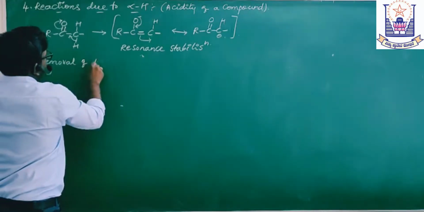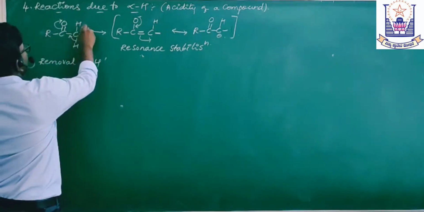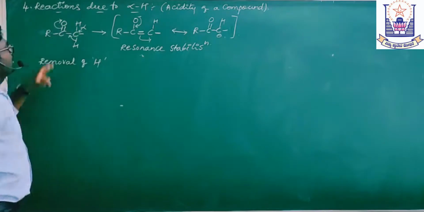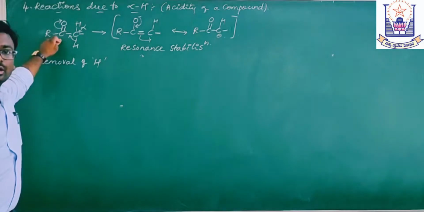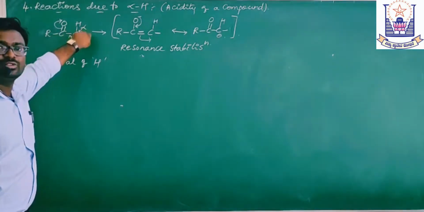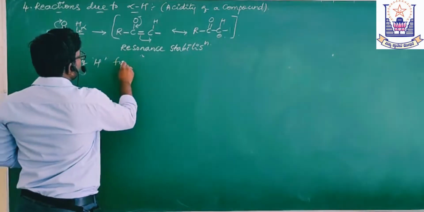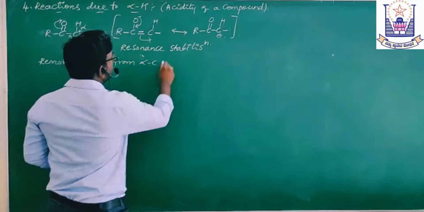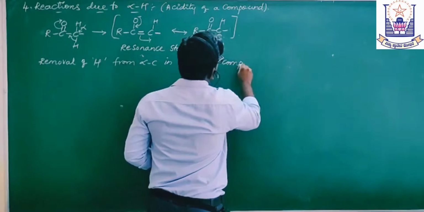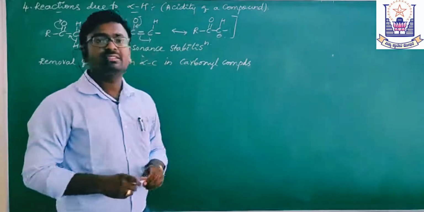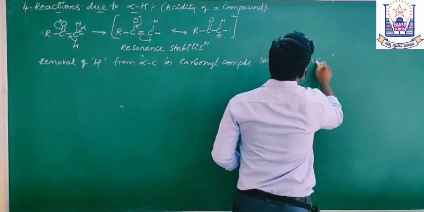The hydrogen is removed from the alpha carbon. Why is it called alpha? Because the carbon which is adjacent to the carbonyl group is called alpha carbon, and the next would be called beta carbon. Removal of hydrogen from the alpha carbon in carbonyl compounds results in acidity.